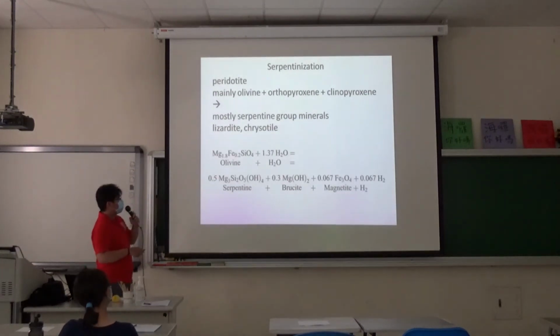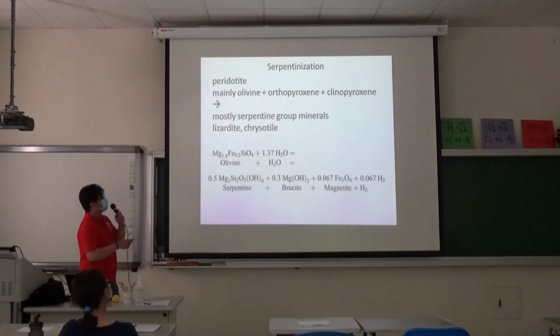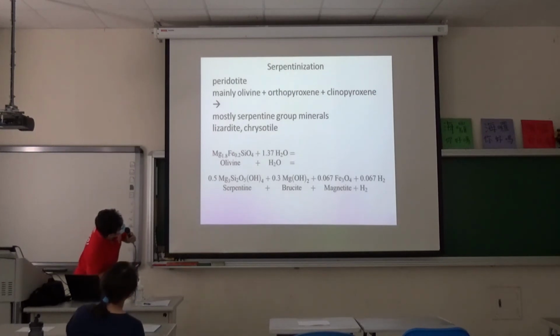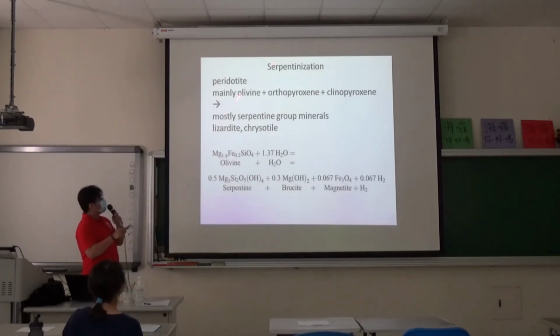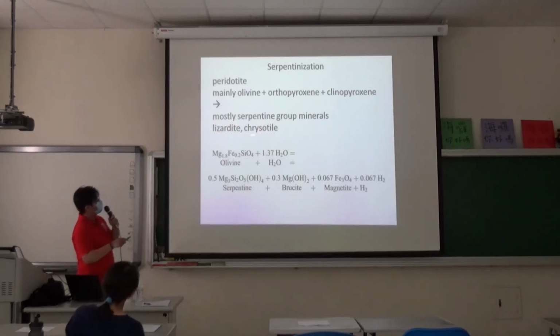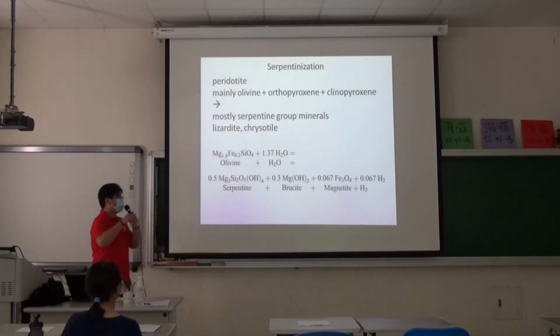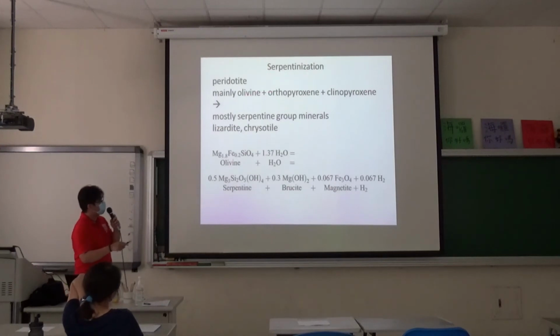And so, what minerals are involved in serpentinization? Before serpentinization, the original material is peridotite, mainly olivine and also pyroxene. After it, they become mostly serpentine group minerals, like this one and this one. And the simple reaction of serpentinization is this.